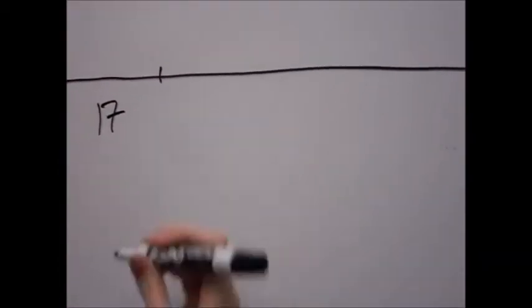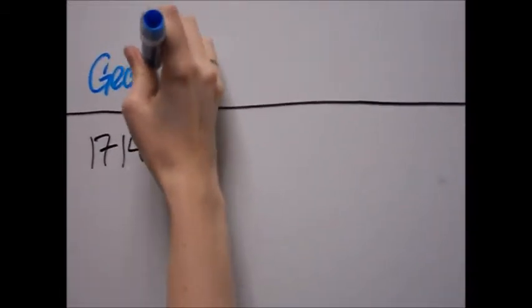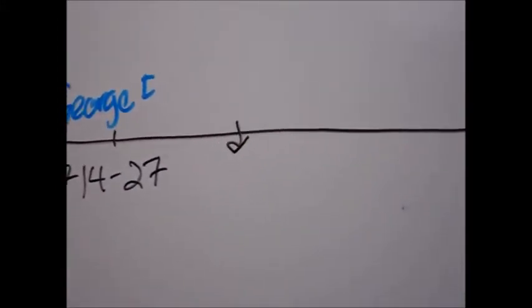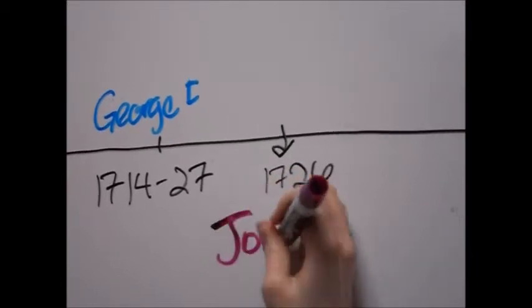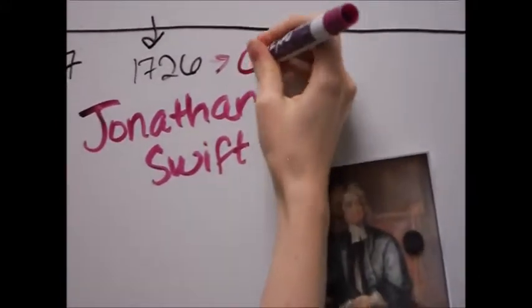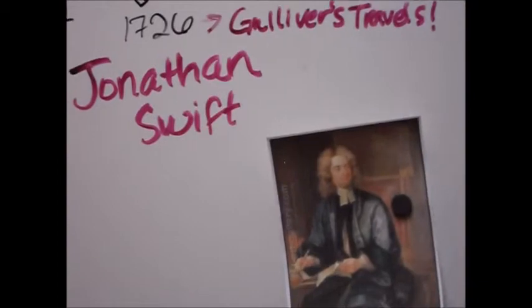During the reign of George I, from 1714 to 1727, Jonathan Swift's Gulliver's Travels was published in 1726. Dr. Jonathan Swift was born on November 30th, 1667 in Dublin, Ireland. He is known for his satires, essays, and political pamphlets. His most famous works include Gulliver's Travels, A Modest Proposal, A Journal to Stella, An Argument Against Abolishing Christianity, and A Tale of a Tub.